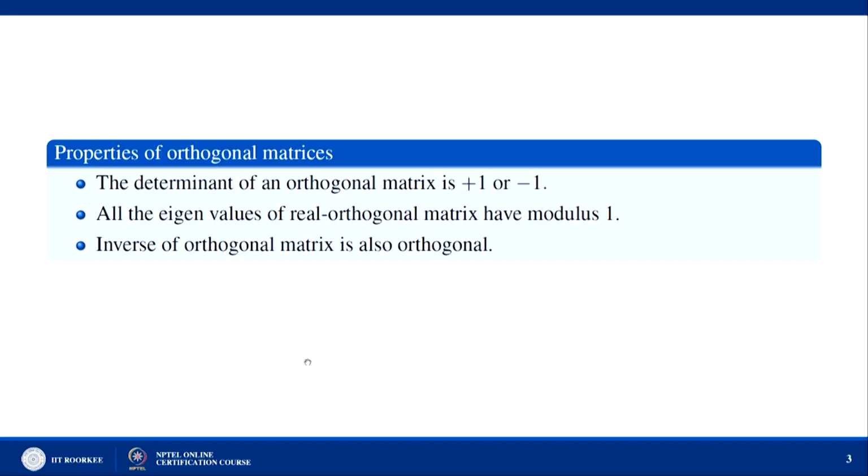Now the next property is that the inverse of an orthogonal matrix is also orthogonal. Suppose you have A, which is an orthogonal matrix. Since it is an orthogonal matrix, what does it imply? It implies A into A transpose is equal to A transpose A is equal to identity. Now you take B as the inverse of A, and you have to show that B is also an orthogonal matrix.